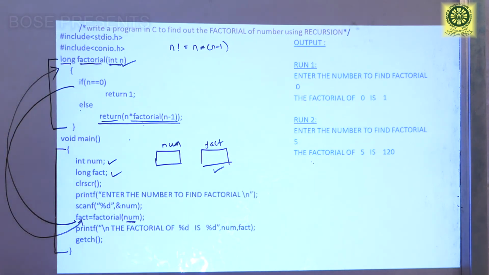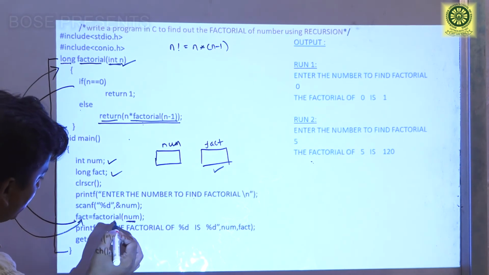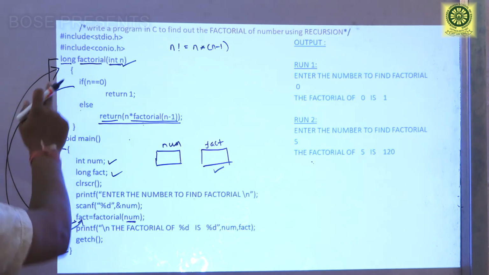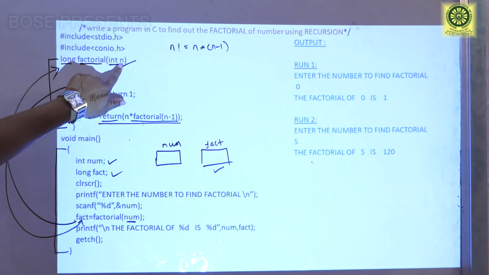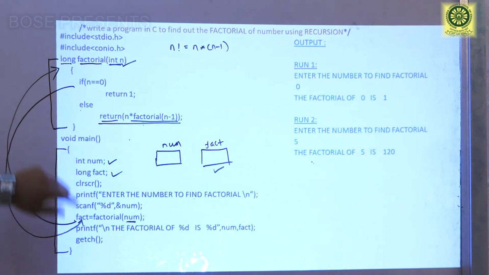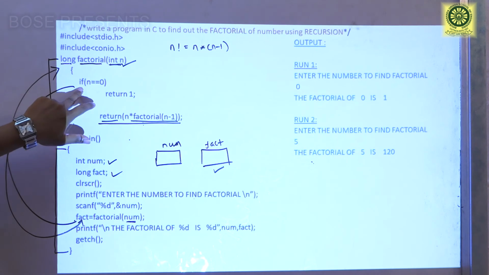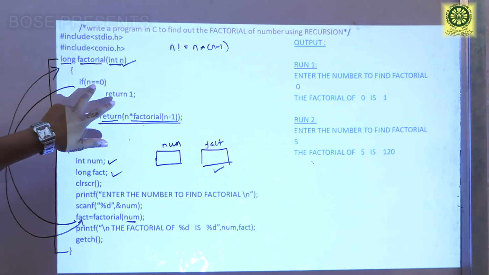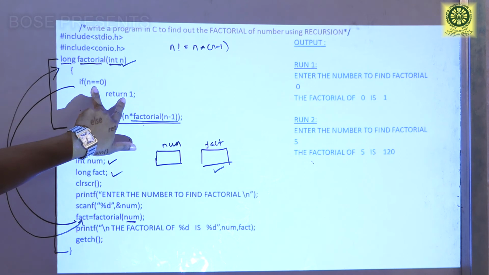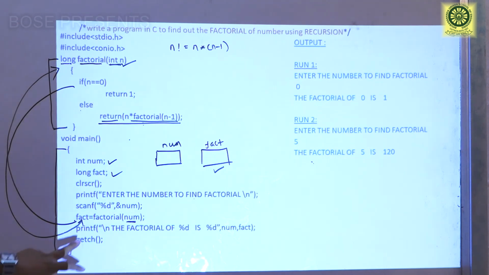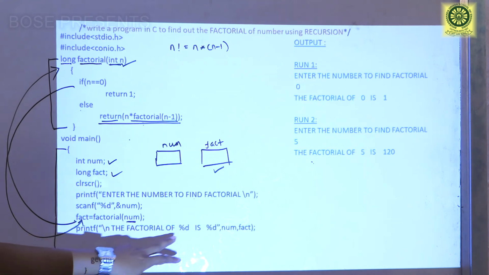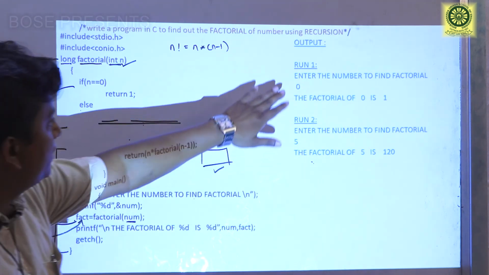If a user gives the input 0, here 0 will be passed to this function, and 0 will be stored in n. In this statement that value is checked, that if n equals 0, it will return 1. After returning 1, due to this printf statement, it prints that the factorial of 0 is 1, as it is written.